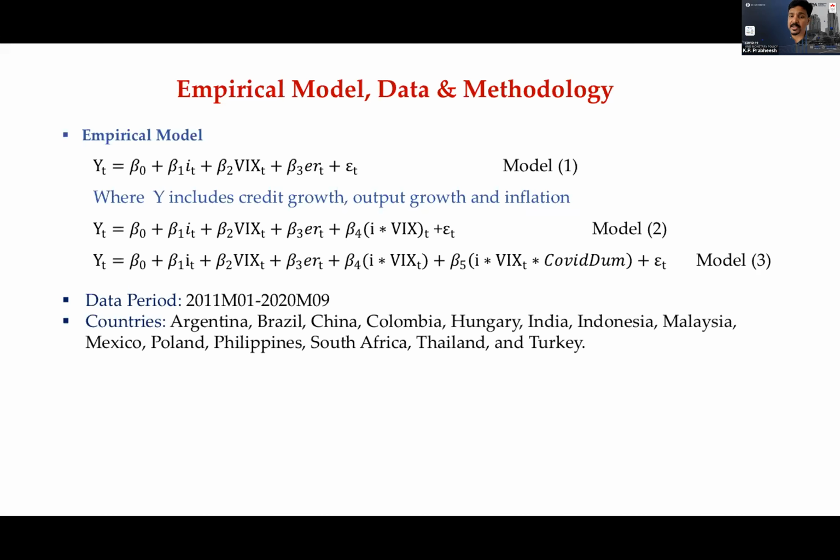Looking at the first estimation with credit as the dependent variable, you can see that the interest rate is statistically significant and negative throughout the 3 models. So it shows that the policy is effective in stabilizing credit growth, and a hike in the interest rate leads to a reduction in credit growth. Similarly, VIX, the uncertainty, is found to be positive, indicating that uncertainty leads to higher credit growth. The exchange rate is again statistically significant in 3 cases, indicating that an appreciation of the domestic currency leads to higher credit availability.